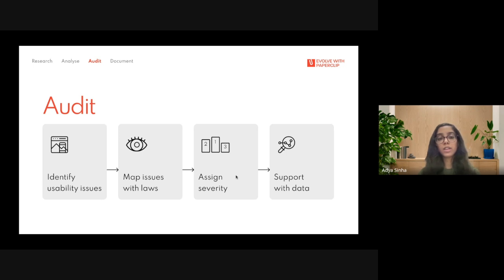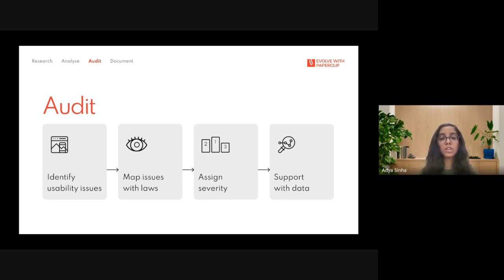While observing the issues and mapping them with laws and principles, support your observation with the data discovered in the analysis phase. I know this can be a bit overwhelming, so we'll also look at a live example soon in this session.